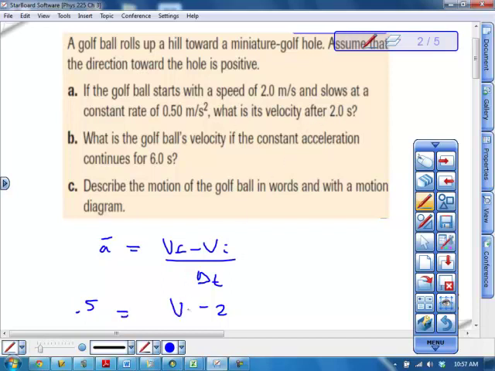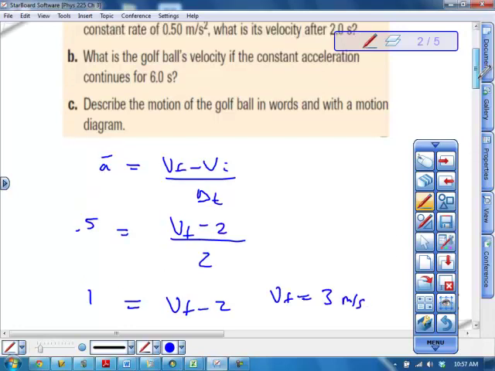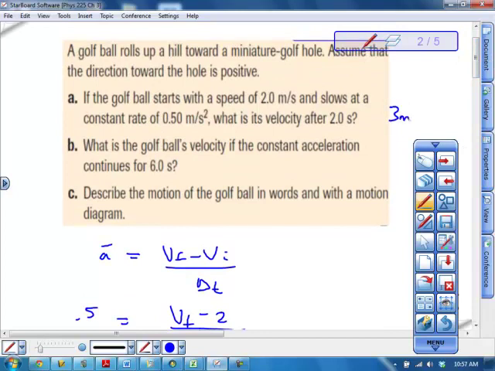What's the velocity? We want to know the final velocity after 2 seconds. So we're going to plug 2 in here and solve this for velocity final. Multiply both sides by 2, in which case I get 1 equals velocity final minus 2. Add 2 to both sides, and the final velocity is 3 meters per second.